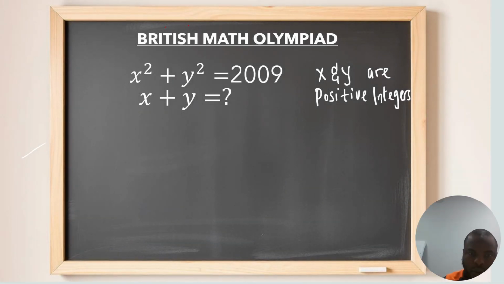Now, to do this, we have x squared plus y squared equals 2009. What is the value of x plus y? The first thing we're going to do here is look for the factors of 2009.